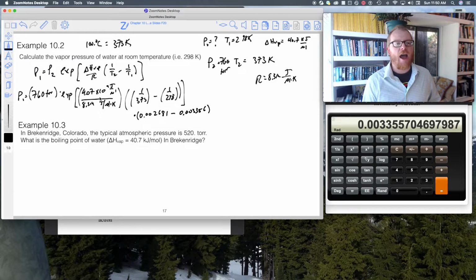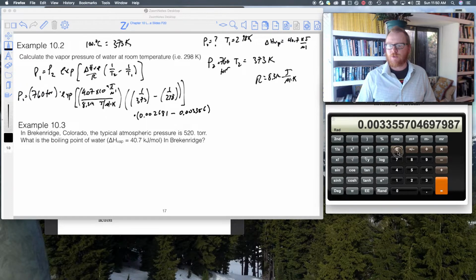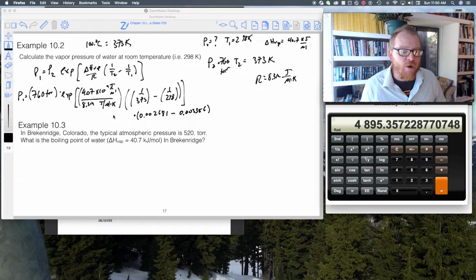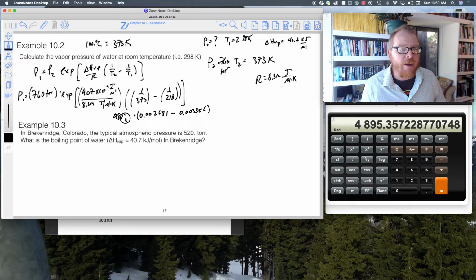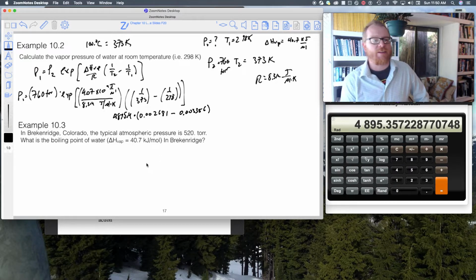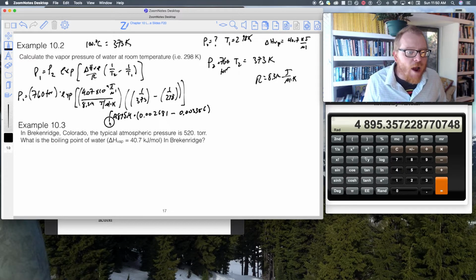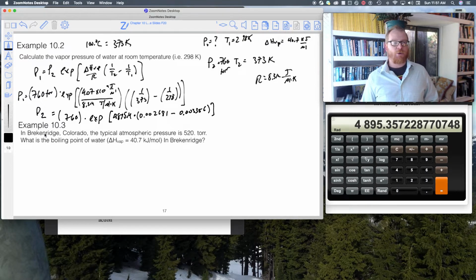And now that's times this number divided by this number. So that's 4.07 e to the 4th power divided by 8.314 equals 4895.4. I've skipped writing the units in to make this easier. And now that's round bracket, exponential of that times 760 equals P2. Okay?